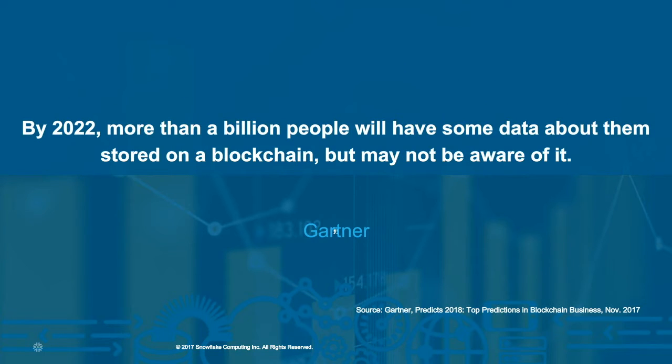Another interesting stat that I found, and this one is from a Gartner report, is that by 2022, more than 1 billion people will have some data about them stored on a blockchain and may not even be aware of it. So with this, I wanted to open it up and have Kevin walk us through some key questions that I had. And again, I want to invite you to ask us your questions as well. Let's talk about this topic and some of these new trends like blockchain and cryptocurrency, and see what we can learn today from Kevin.